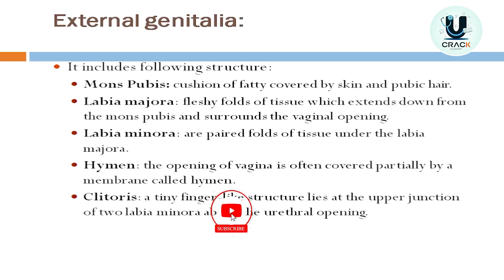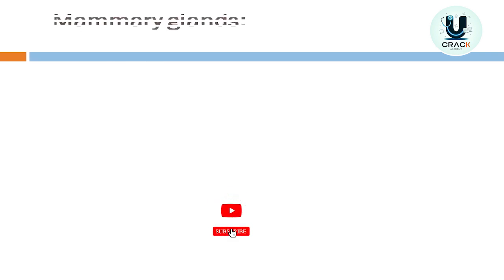External genitalia. It includes the following structures: mons pubis, a cushion of fat covered by the skin and pubic hair. லேபியா மெஜாரா, fleshy folds of tissues, அதில் நிறைய டிஷ்யூஸ் ஃபோல்ட் ஆகிருக்கும். அது ஒரு வெஜைனல் ஓப்பனிங். Third point, labia minora. Hymen is the opening of the vagina, அது ஸ்டார்ட் பாயிண்ட். Clitoris is like a tiny finger-like structure.